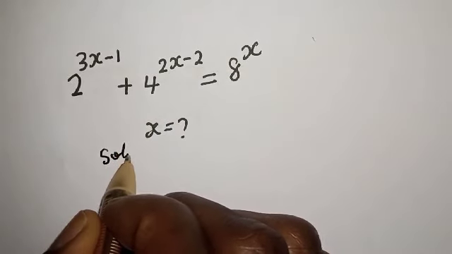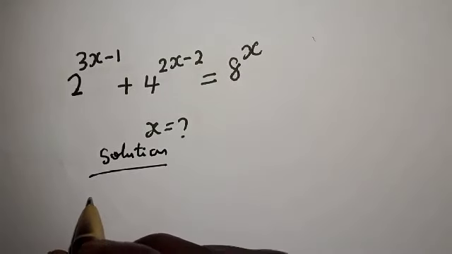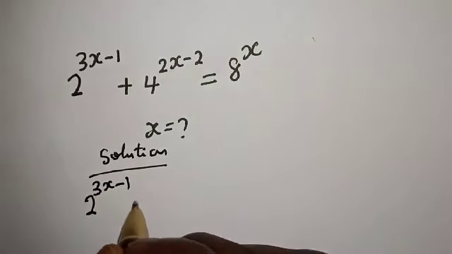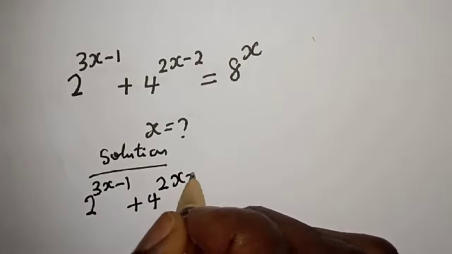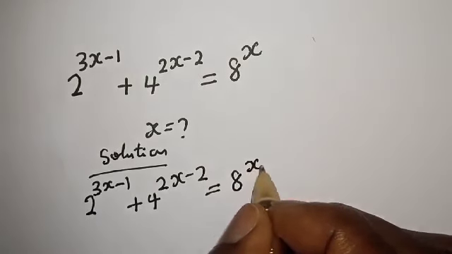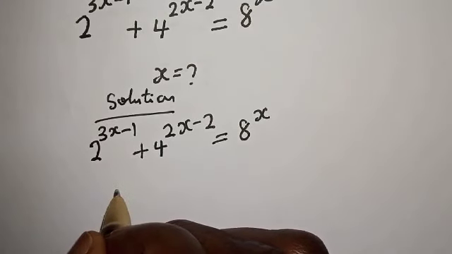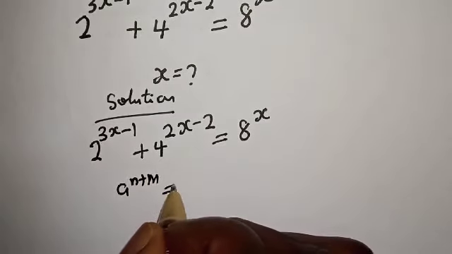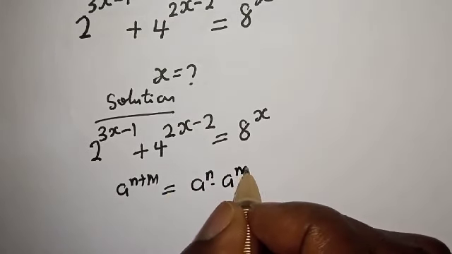Solution. 2 raised to power 3x minus 1 plus 4 raised to power 2x minus 2 is equal to 8 raised to power x. Take note of this exponential rule: if you have a raised to power n plus m, this is equal to a raised to power n multiplied by a raised to power m.